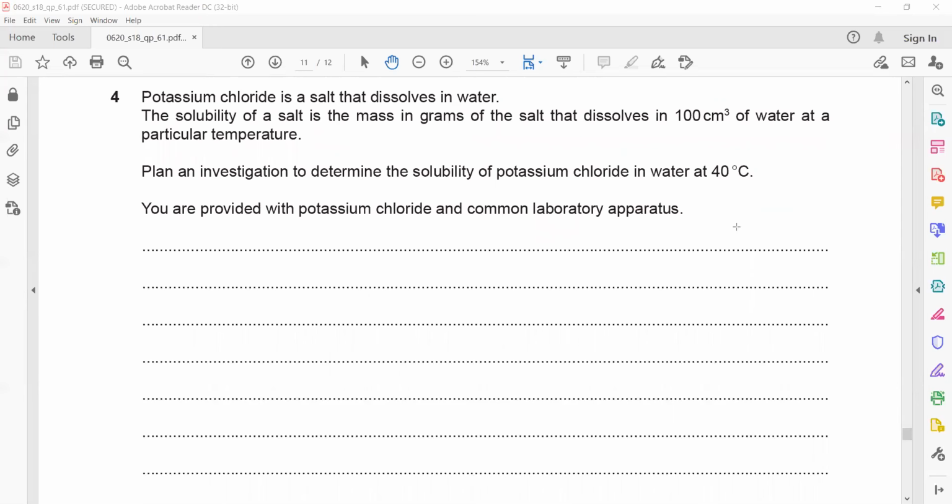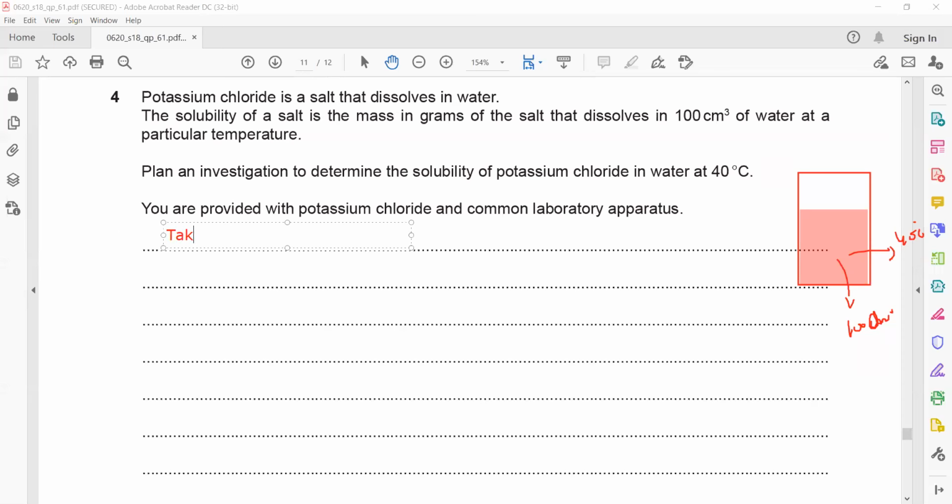Basically, what we want to do is find how much potassium chloride dissolves in 100 cm cube of distilled water at 40 degrees centigrade. That is the plan. So we'll use a water bath and we'll keep the temperature. First, it's better you mention that a water bath is there. First, you will take a flask or a container or a beaker.